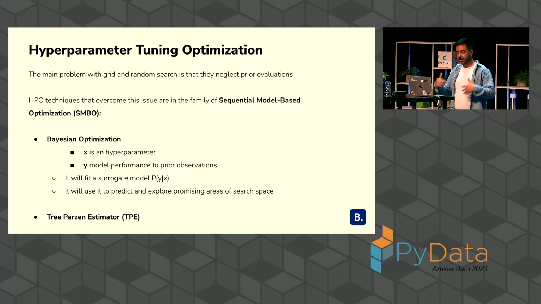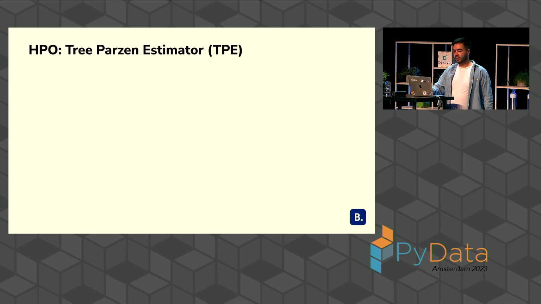Now, what I found most promising is what we call the tree-structured Parzen estimator, which we are using currently, and I'm going to go a bit deeper on this. The idea is that instead of modeling the performance of your model given some hyperparameters, you model the hyperparameters given the performance: p(x given y).